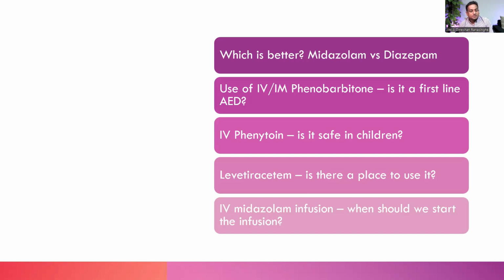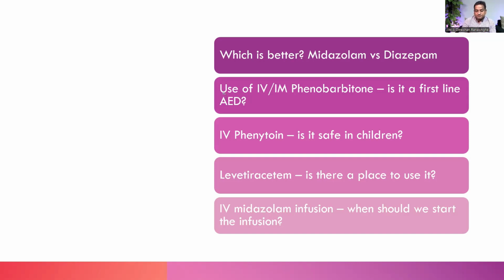I think you might have heard about it. IV preparations are available, both in the private sector as well as in government hospitals. Maybe not in the rural hospitals or district hospitals. Tertiary hospitals, definitely it's available. Can we use it? And then finally, if the seizures are going on and on and on, midazolam infusion.